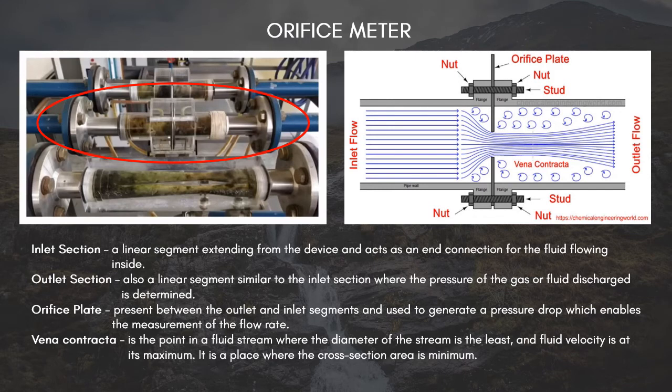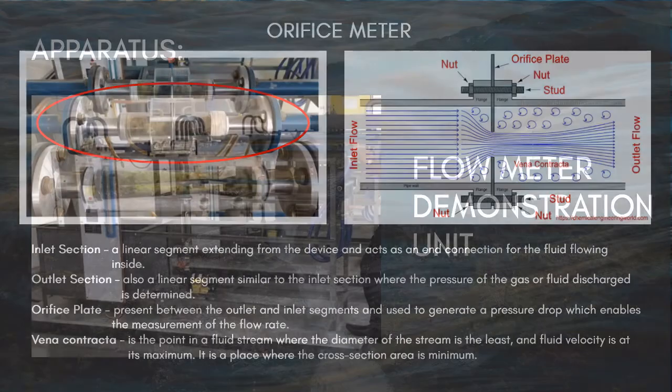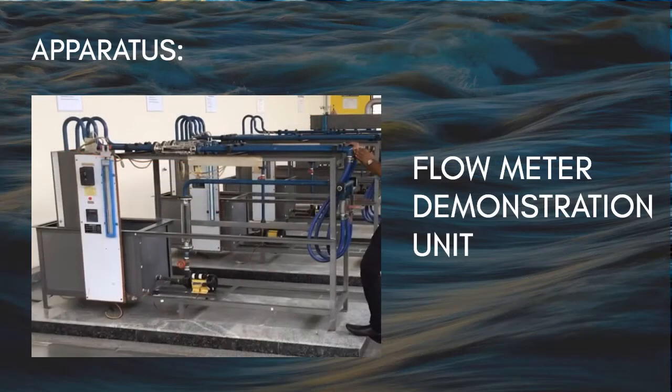Lastly, vena contracta. It is a point in a fluid stream where the diameter of the stream is at the least and the fluid velocity is at its maximum. It is a place where the cross-section area is minimum. For the apparatus, the only apparatus used was a flow meter demonstration unit. The parts of this unit will be further explained in the video that will be presented later.